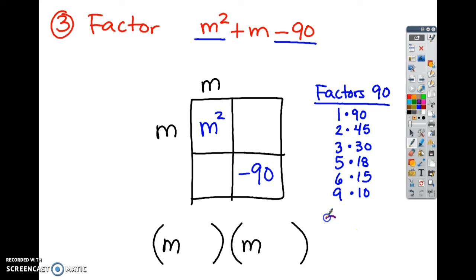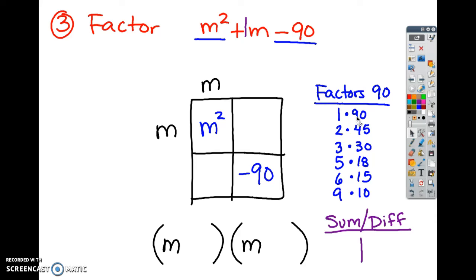or difference of what number. What is the middle term right here? This is a 1, so I need something that gives me a sum or a difference of 1. So which one of these will add or subtract to give you a 1? That's the question. Which one of these gives you a sum or a difference of 1?